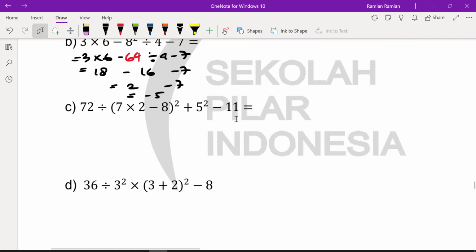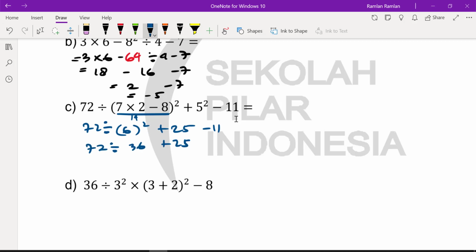Now the same thing with this one. We do the one inside the bracket first. So 7 times 2 minus 8. Multiplication first and then subtraction, right? The 72 divided by something over here. So 7 times 2 is 14. 14 minus 8 is equal to 6, right? So it's 6. And then you have a square, plus 5 squared. You can do this one in one go. So it's just 25 minus 11. And then you can do the square over here, which is going to be 36, right? And plus 25 minus 11, and then you can do this one. 72 divided by 36 is 2. 2 plus 25 minus 11, and 2 plus 25 is 27. 27 minus 11 is going to be equal to 16.